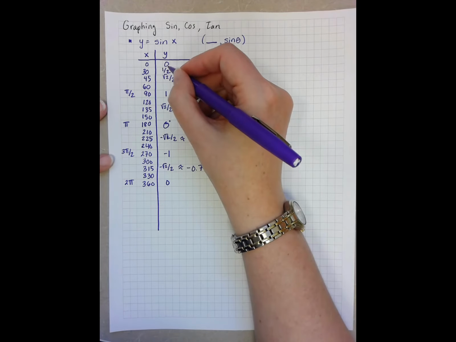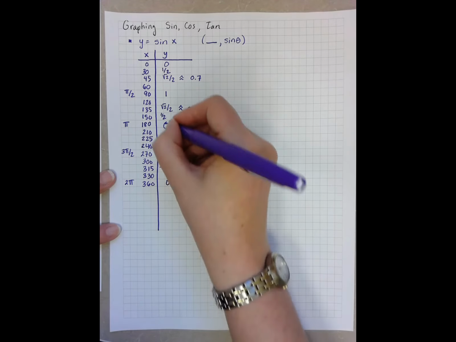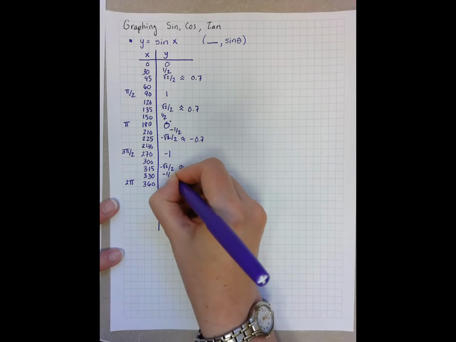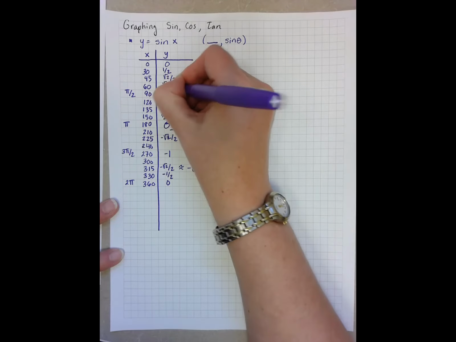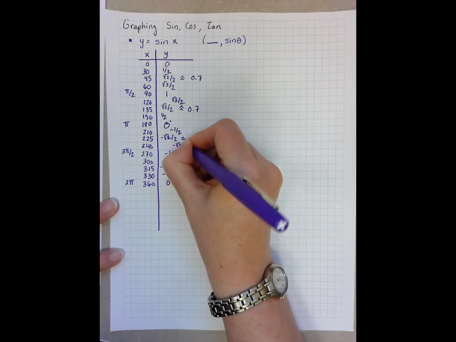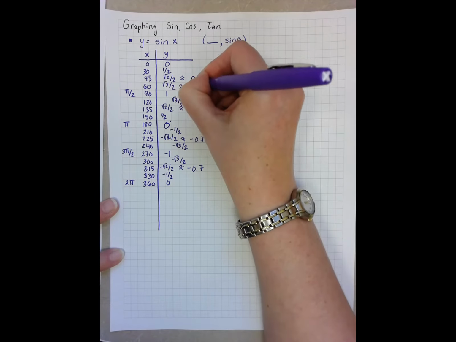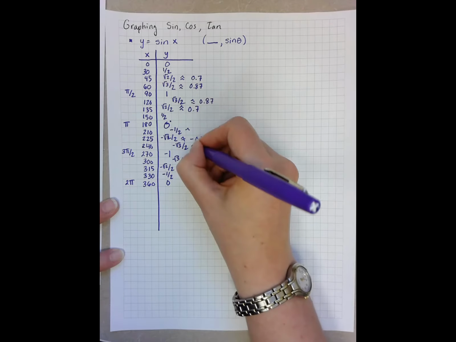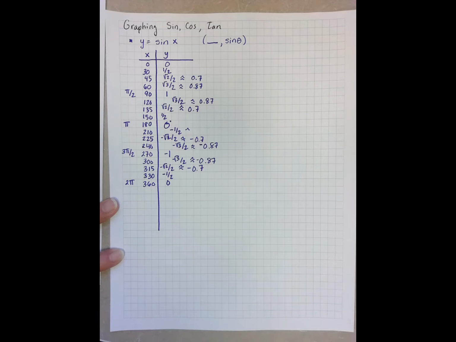For my 30, 60, 90, for the 30, my y-coordinate is always 1/2. So that's going to be the 30, the 150, the 210, but of course it's negative because it's the third quadrant, and the 330, but again it's negative because it's the fourth quadrant. And then for my 60s, my y-coordinate is always root 3 over 2. Positive in both the first and the second quadrants, negative in both the third and the fourth quadrants. And these values are approximately 0.87, and negative 0.87 and negative 0.87.